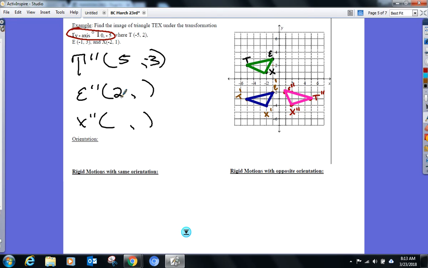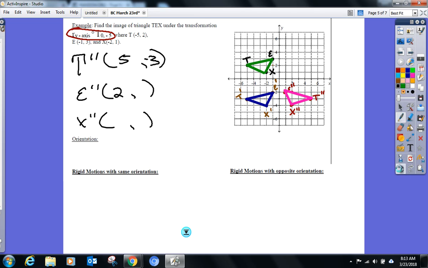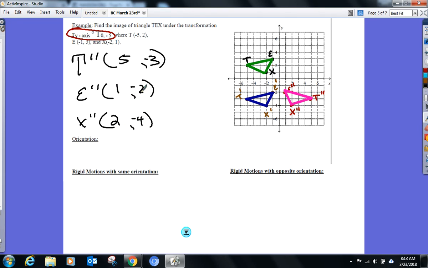Oh, I'm sorry. I got those. X prime is 2, -4. Okay, 2, -4, and E prime is 1. Got it. All right, so everyone okay on the concept of a composition?